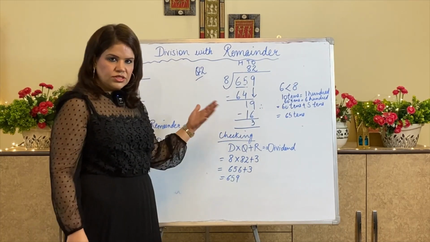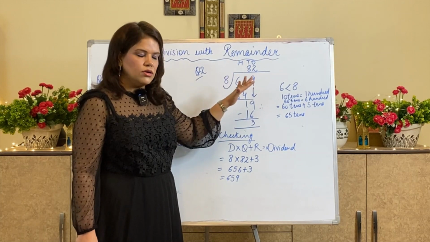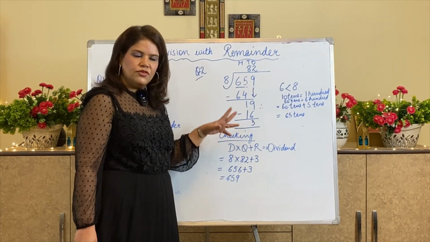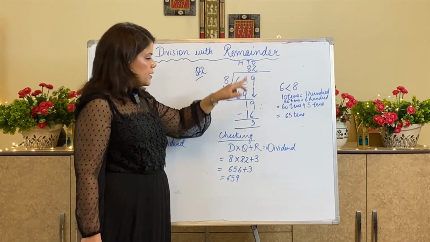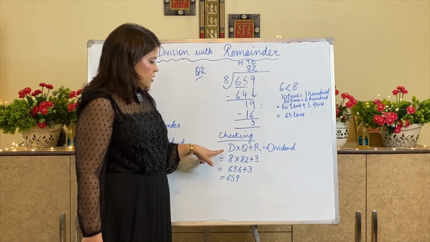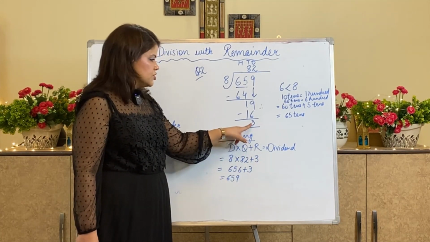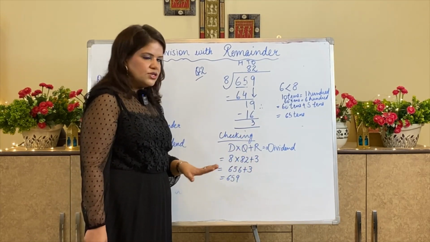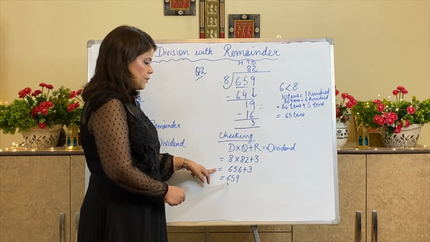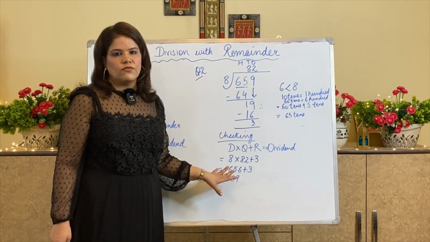And what is my dividend? 659. So let's do the checking part and then we will find out whether my division was right or not. So checking, D is for divisor, Q is for quotient. We will multiply these two, plus I will add the leftover into it. 8 into 82 plus 3. Why have I written plus 3? Because remainder is plus 3. Now let's check the calculation part. 656 plus 3. I am getting 659, which is my dividend. So my division was correct.